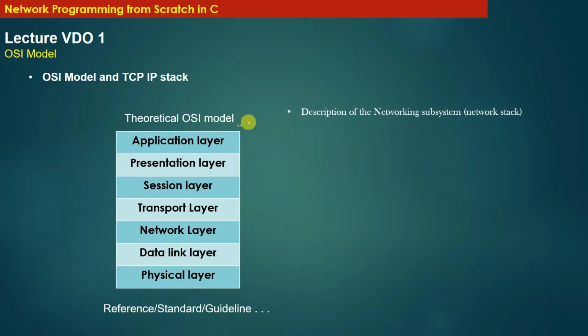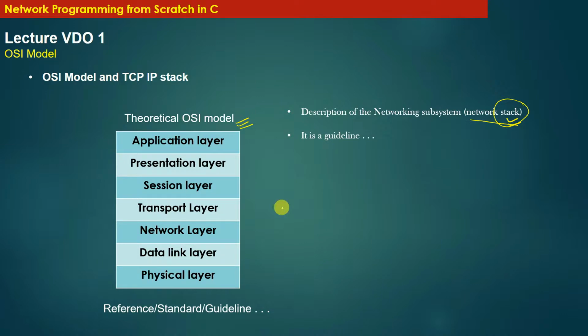We will discuss in brief the properties of the OSI model, because a question can be asked on it. The OSI model is a description of the networking subsystem or the network stack. Please remember that the OSI model is also called the network stack. Why is it a stack? Because the layers are stacked on top of each other. That is why it is also called a network stack.